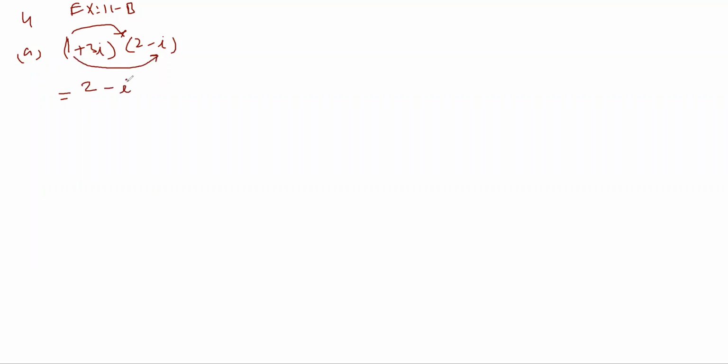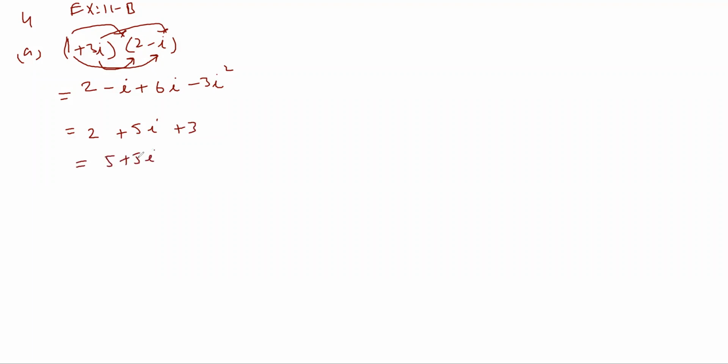Let me pause there. Okay, now 4 part A is (1 plus 3 iota) into (2 minus iota). So this is the simple expansion. 1 into 2 will give you 2. 1 into minus iota will give you minus iota. Then 3 iota into 2 is going to be 6 iota. And 3 iota into minus iota is minus 3 iota square. Okay. So this is 2 plus 5 iota plus 3. So that is going to be 5 plus 5 iota.